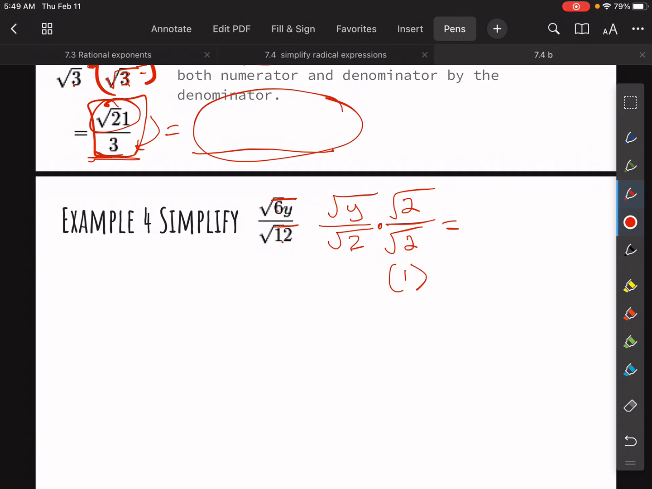The square root of 2 times the square root of 2 is 2. The reason we do that is to get rid of that radical in the denominator. The square root of 2 times the square root of y is the square root of 2y. Don't try to cancel this, because some people try to cancel the square root of 2. Don't do that because the square root of 2 and 2 are not the same. So we can't just sit there and cancel that.